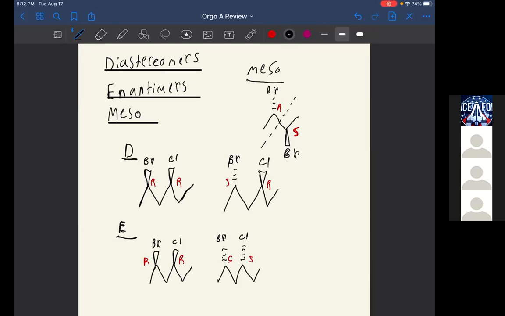As R and S configuration. So if you're comparing this to something that looked like this, this would actually not be an enantiomer, even though both changed. It would be a meso compound because it has an internal plane of symmetry, and then this would actually turn into R still if you flipped it, and this would remain S.